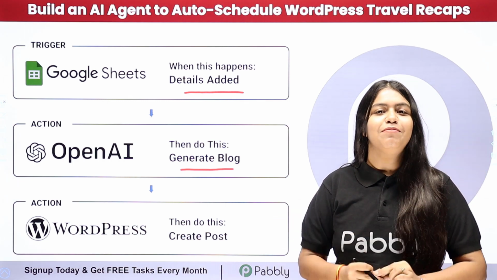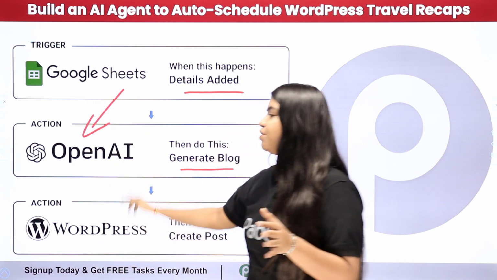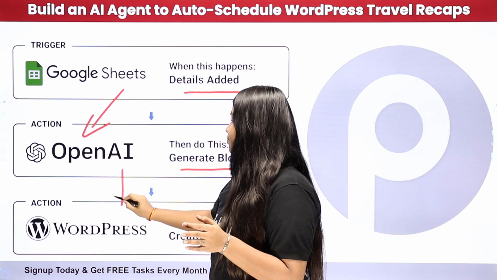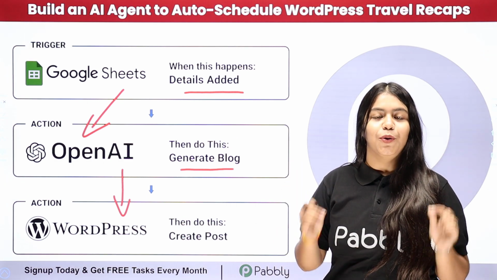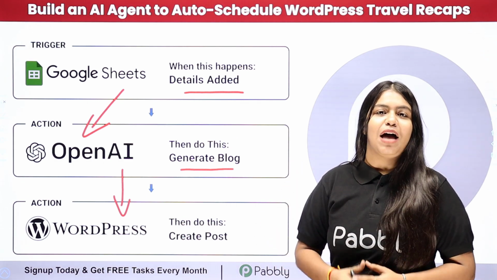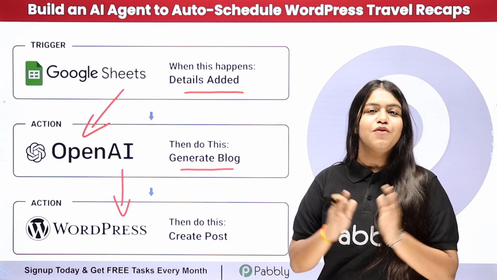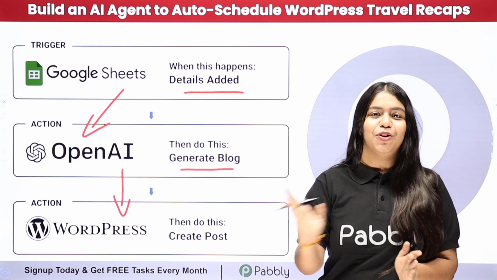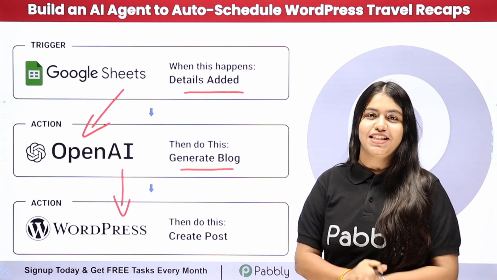So to do this, I've simply created an amazing connection between Google Sheets, my AI agent, which is OpenAI, and then WordPress. And to create this connection without knowing any programming or coding language, we are going to use Pabbly Connect. It is an amazing automation software. So if you also want to create this amazing automation for your own business, then for that you have to come with me towards my screen.